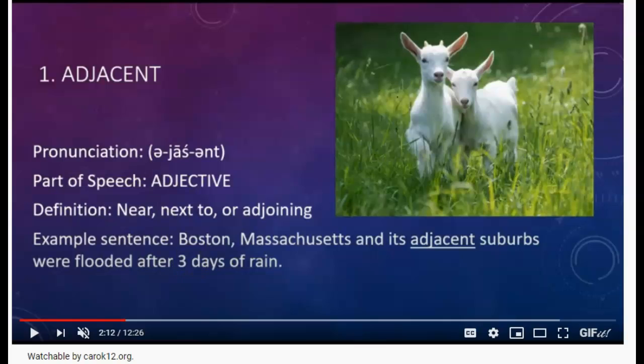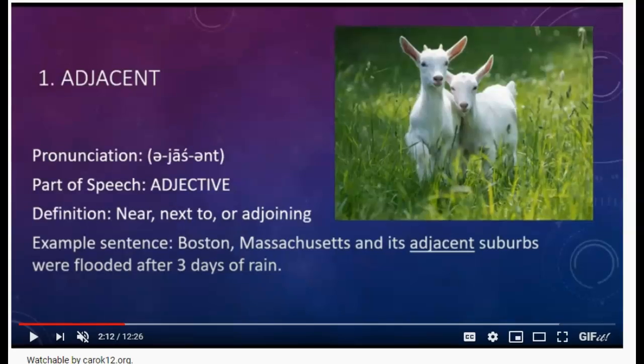So here, okay, I've stopped in a section of the video where it kind of shows all the information that you're going to need for your chart. You've got your word, there's a picture, that's just for you, pronunciation is just for you, part of speech, definition, example sentence, so on and so forth. Now your job is to take this same information, spelled correctly, punctuated correctly, and put it onto your chart. So, first word is adjacent, part of speech, adjective. Definition is near, next to, or adjoining. There's no periods or punctuation at the end of definitions.